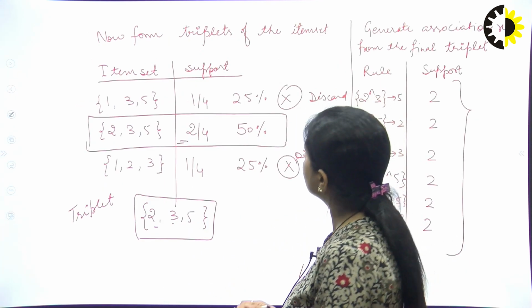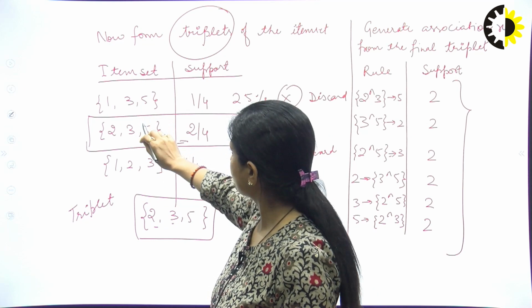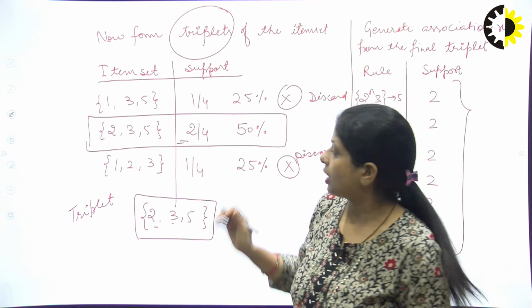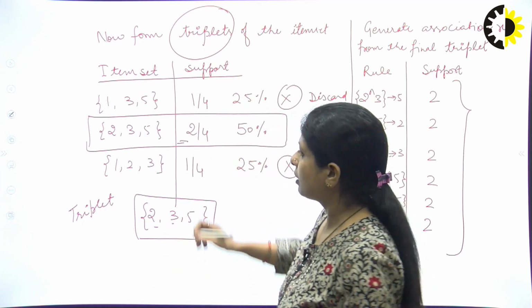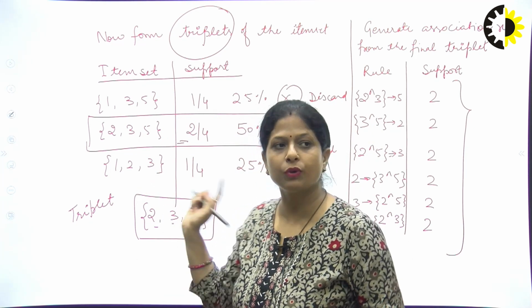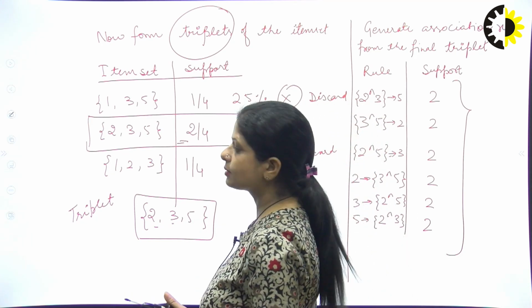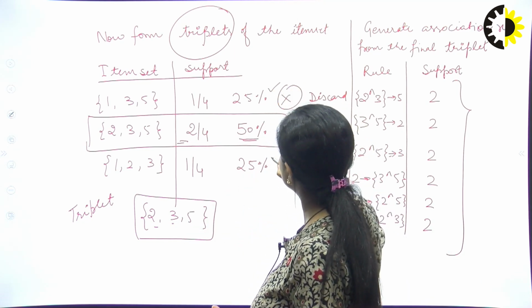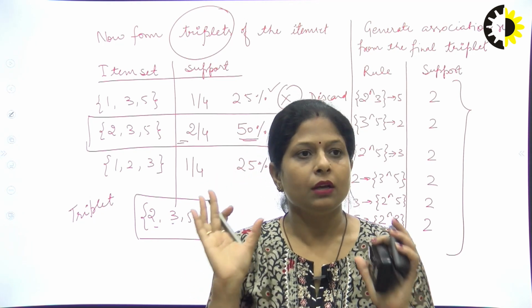After pairing, we need to form the triplets. We formed 1,3,5; 2,3,5; and 1,2,3. Now we need to find out how many times each combination was purchased in the transactions. We see 1,3,5 only 1 time in the 4 transactions, 2,3,5 2 times in the 4 transactions, and 1,2,3 1 time in the 4 transactions. Finally, we get one triplet with support of 50%. We discard the ones with 25% support and go with 50% support, that is the item set 2,3,5.